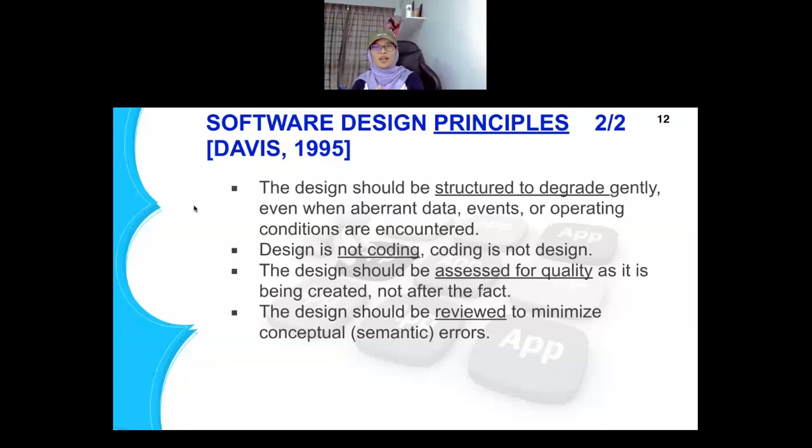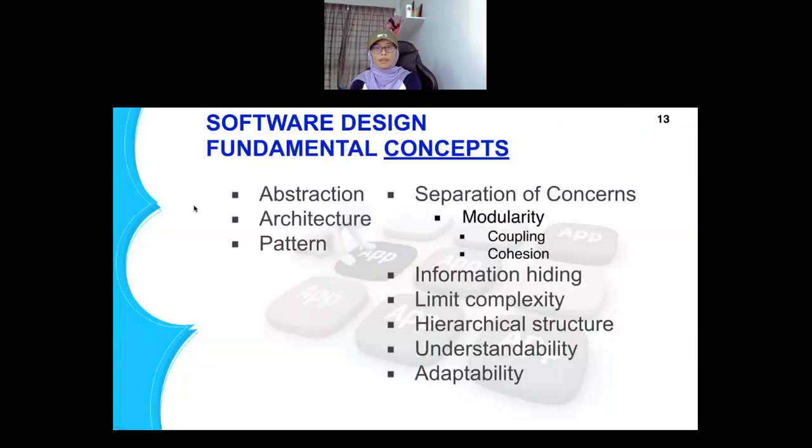The design should be assessed for quality. We can assess the quality of the design. When we talk about design having an aesthetic impact, you can assess the quality of the aesthetic. The design should be reviewed to minimize conceptual and semantic errors. This is the iterative process. After you design, you need it reviewed by the stakeholder, and then get agreement between the stakeholder, the designer, and the developer, so that we have the same understanding and can minimize errors.